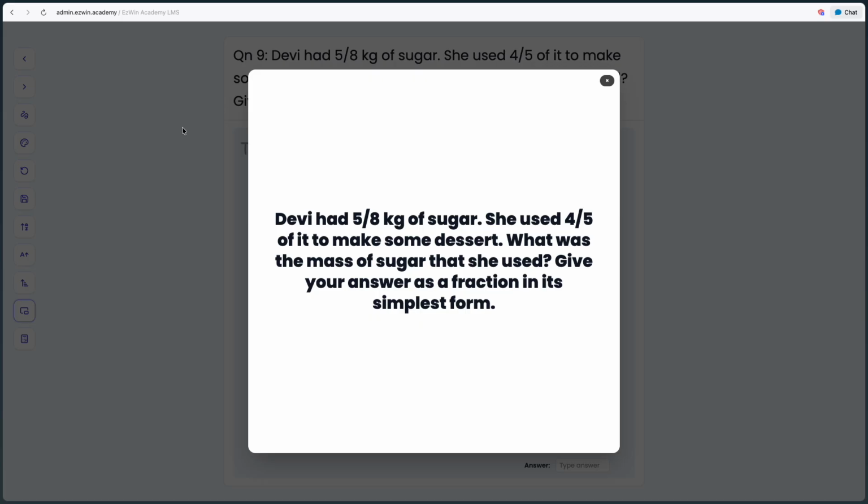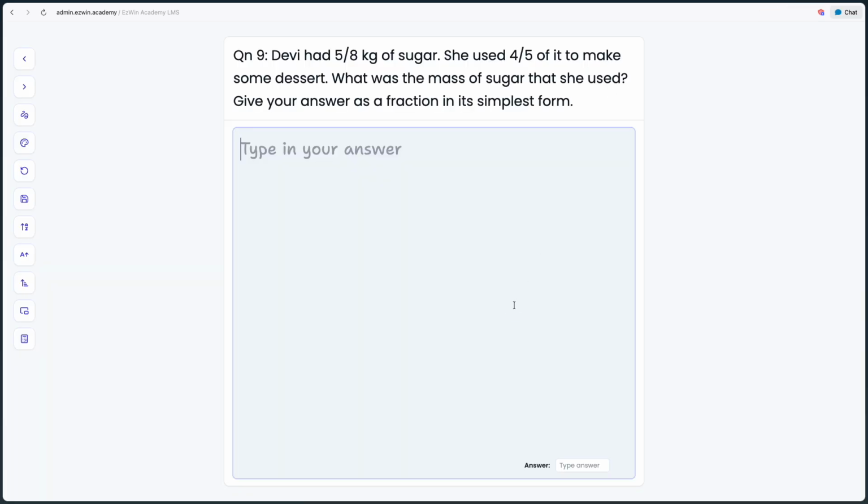Question 9. Devi had 5/8 kg of sugar. She used 4/5 of it to make some dessert. What was the mass of the sugar that she used? Give your answer as a fraction in its simplest form. So total is equal to 5/8 kg.